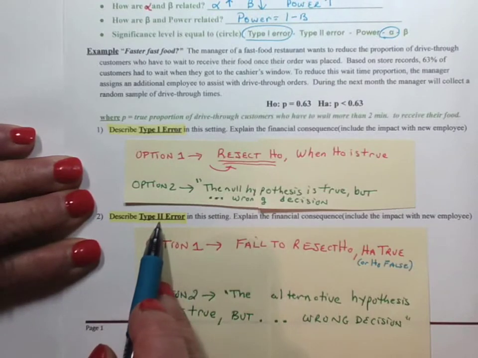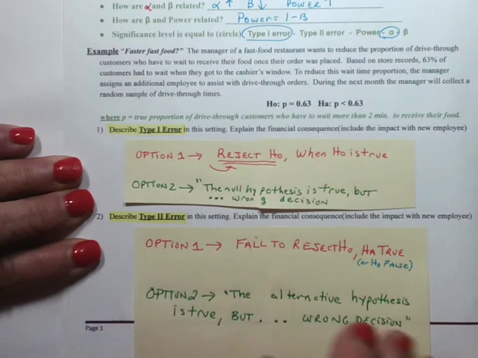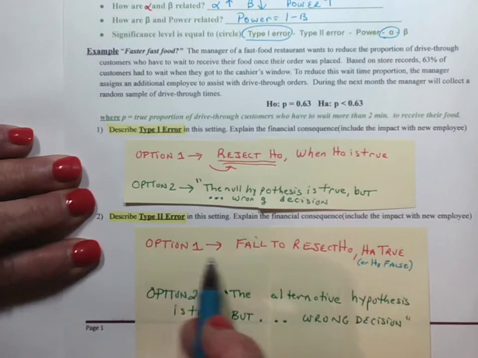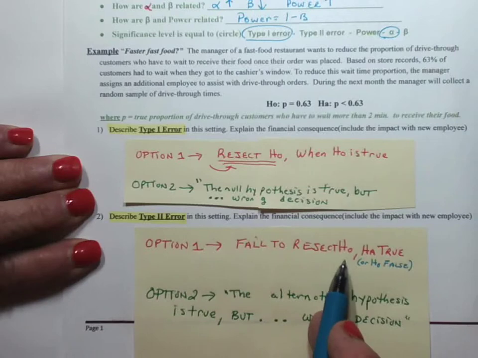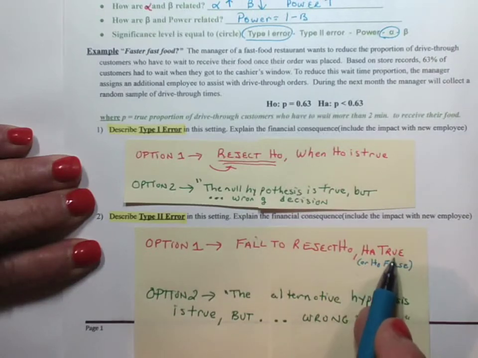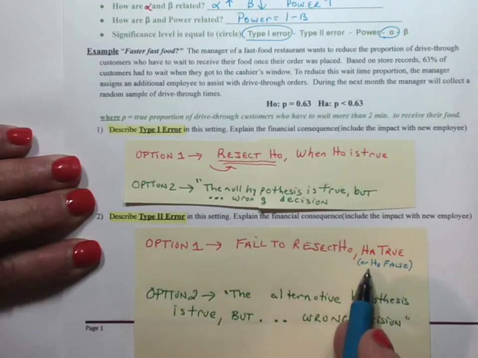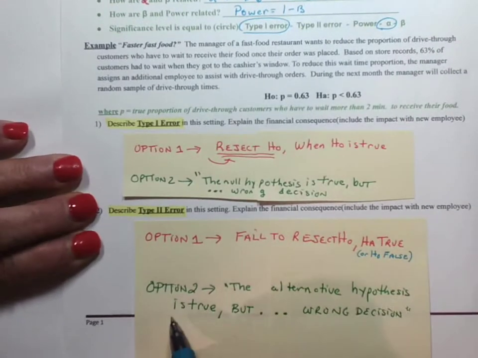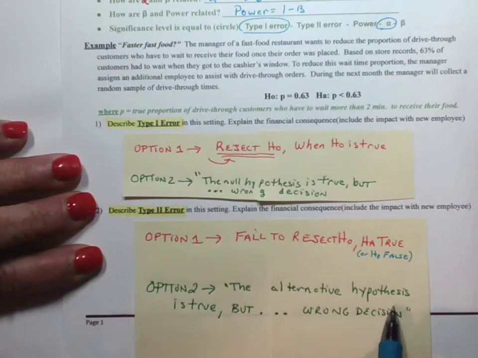Here, describe a type 2 error. Well, a type 2 error, okay, is that you fail to reject the null hypothesis when the alternative hypothesis is true or the null hypothesis is false. The alternative hypothesis, okay, so for option 2, is the alternative hypothesis is true, but you made the wrong decision.